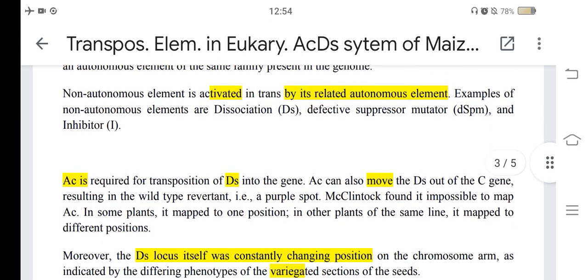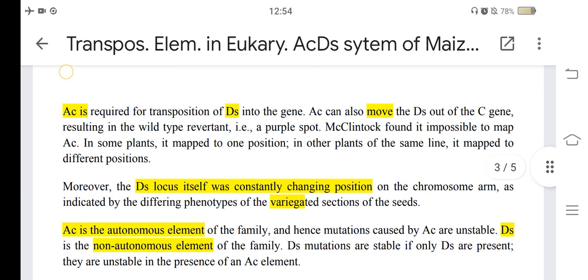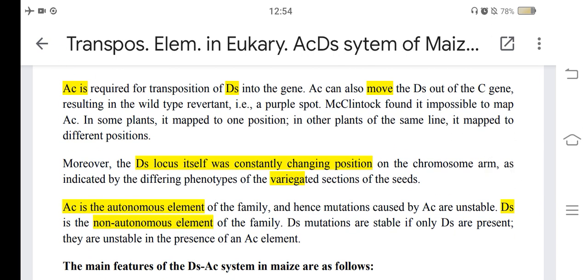A non-autonomous element is activated in trans by its related autonomous element. Examples of non-autonomous elements are Dissociation, defective suppressor-mutator, and inhibitor. Ac is required for transposition of Ds into the C gene. Ac can also move the Ds out of the C gene, resulting in the wild type revertant, a purple spot.